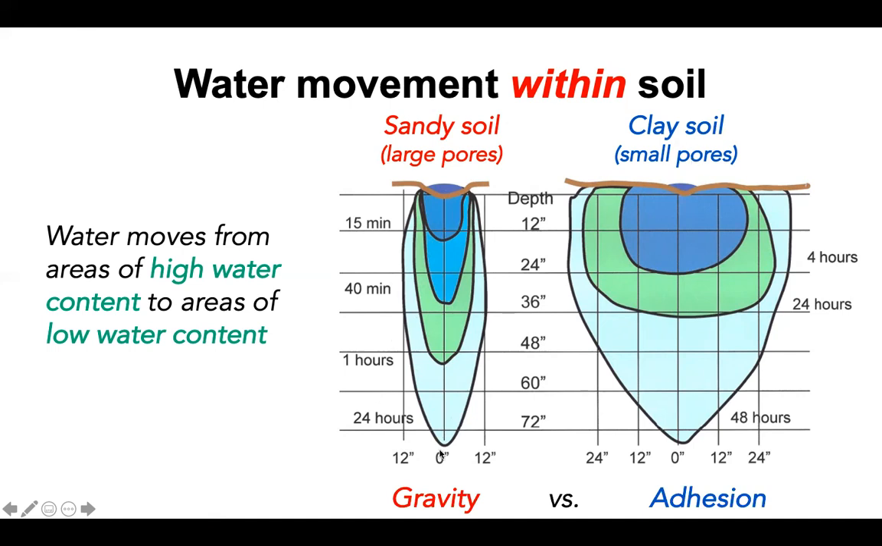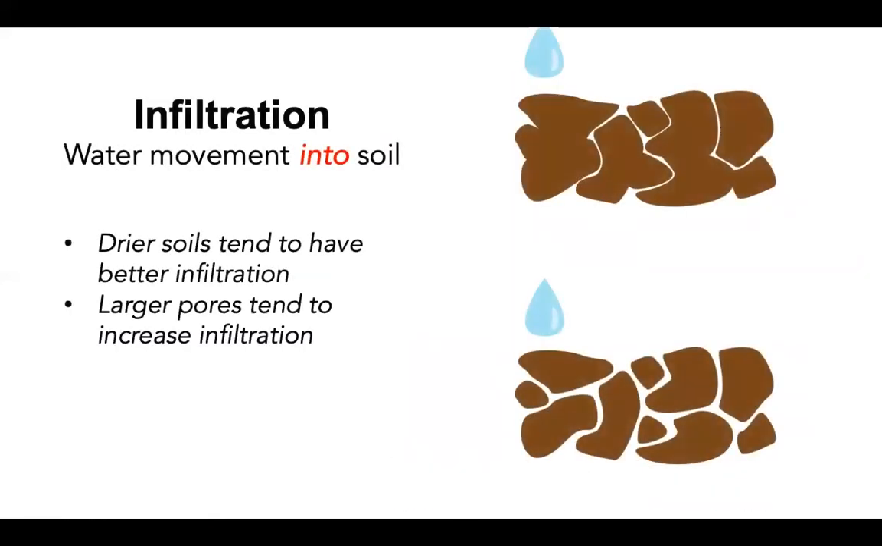In clay soil, you have both gravity and adhesion happening, but it moves down slower. Gravity is not winning as easily, and adhesion causes it to move outwards from an area of high water content to areas of lower water content, to the dry soil around it. Now, of course, water can move into soil as well.